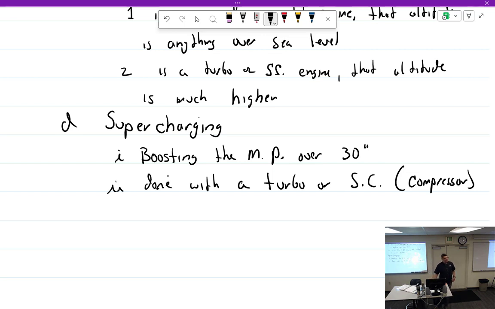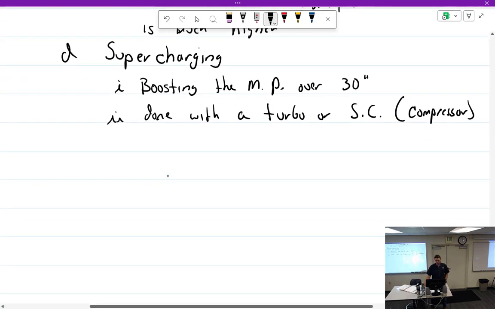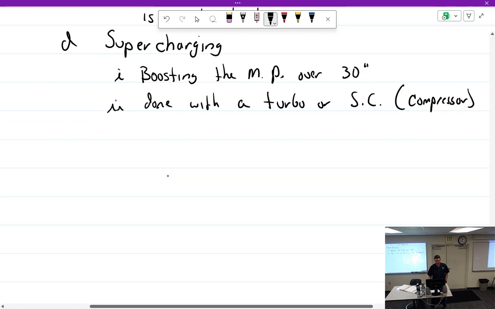Anybody here was Mercedes for a while there, like the C230 and stuff? Compressor. Yeah, compressor with a K on it. That's supercharger, right? The supercharger, yeah. Okay, so that's supercharging.